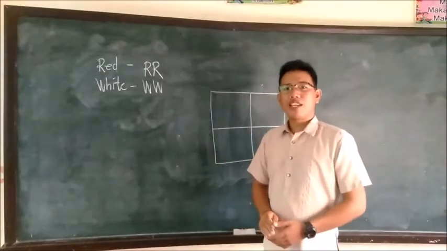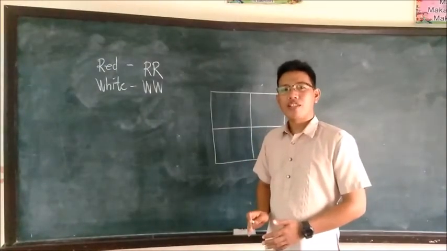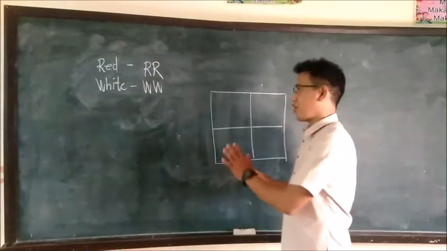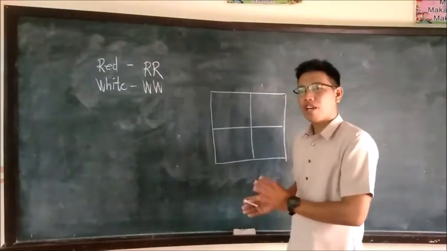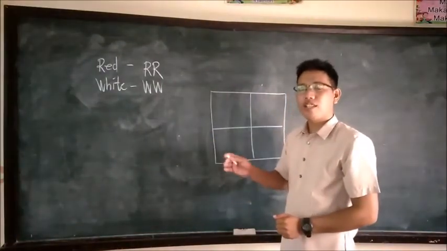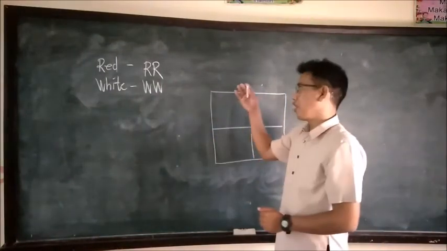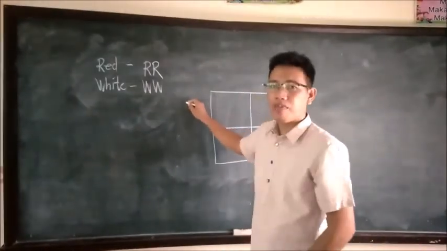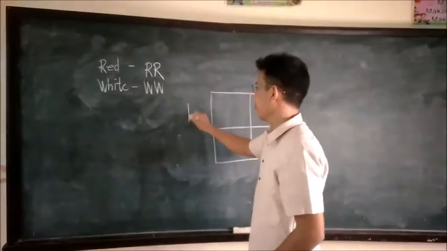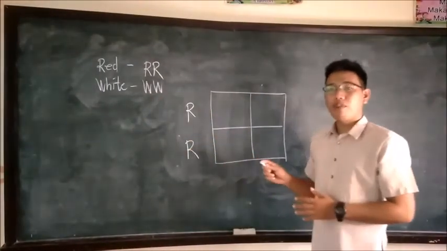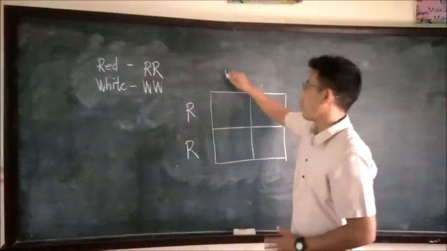And you will now decide where you're going to place the genotype of your parents. If you decide to write the genotype of the red flower on the left side, it's okay. And if you decide to write the red flower on the top part, it's still okay. Okay, let us write the genotype of the red flower on the left side, and the genotype of the white flower at the top of your Punnett square.